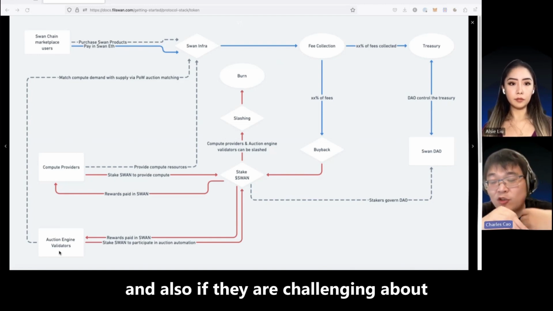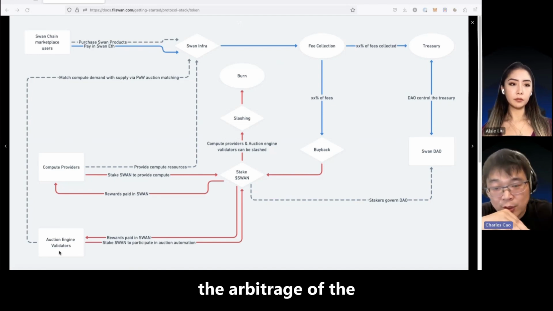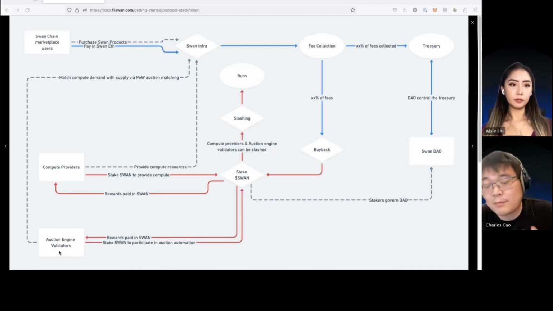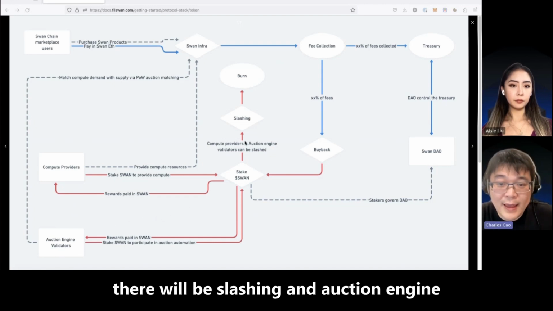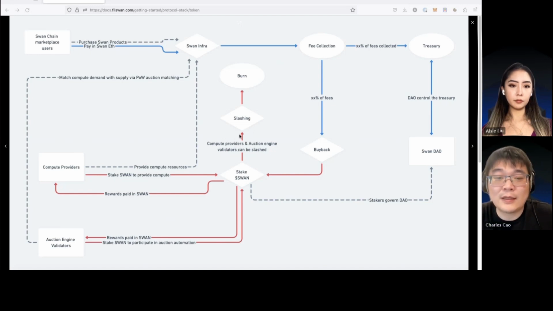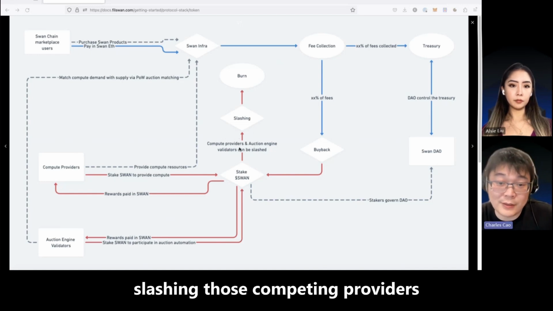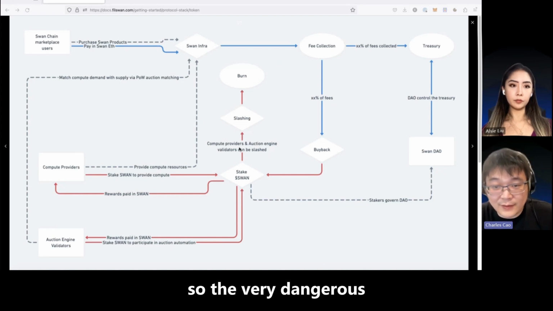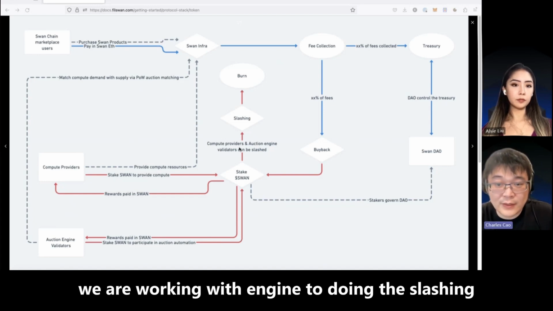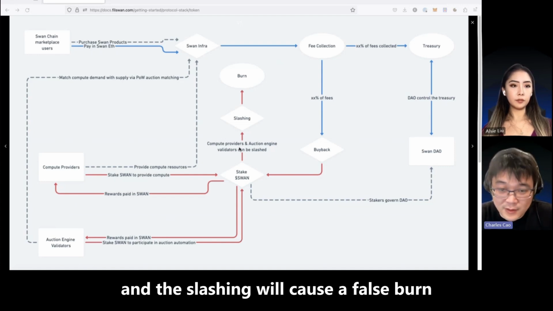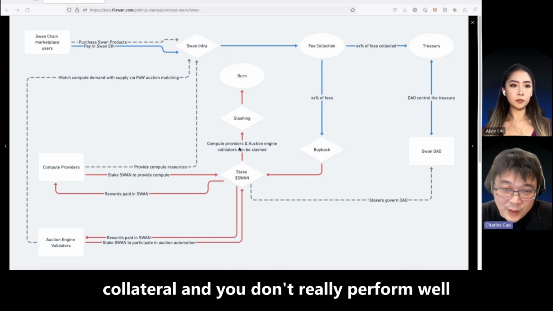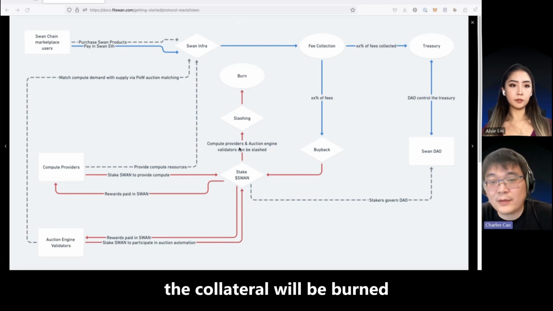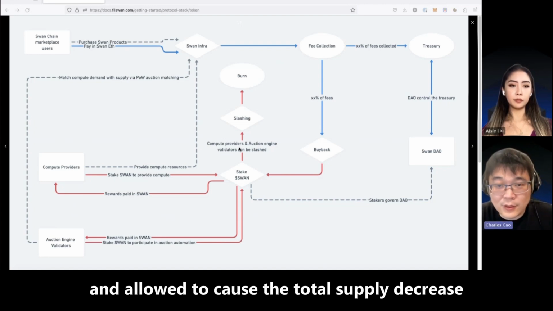And also if there's a challenge about the arbitration of the process or a claim happens, there will be slashing, and the auction engine is involved to decide whether to slash those competing providers. So the validators work with the engine to do the slashing, and the slashing will cause the funds to burn. For example, if you have some collateral and you don't perform well, the collateral will be burned, and it will cause the total supply to decrease.